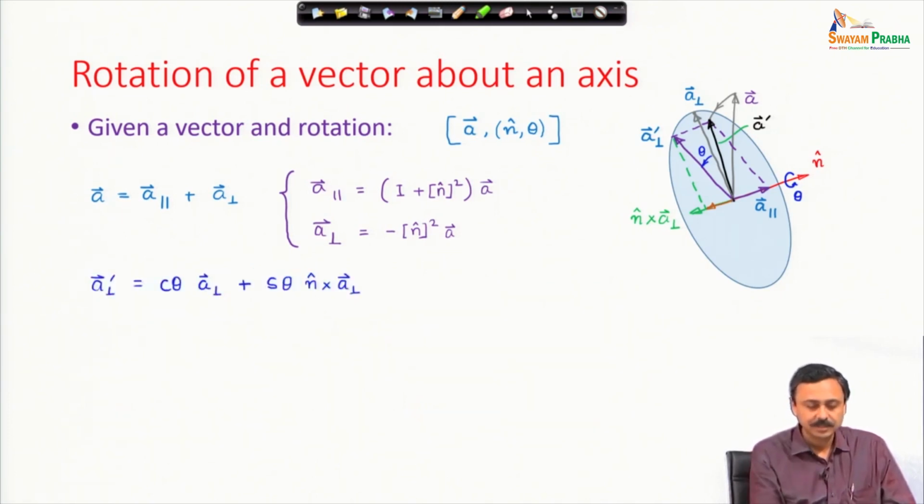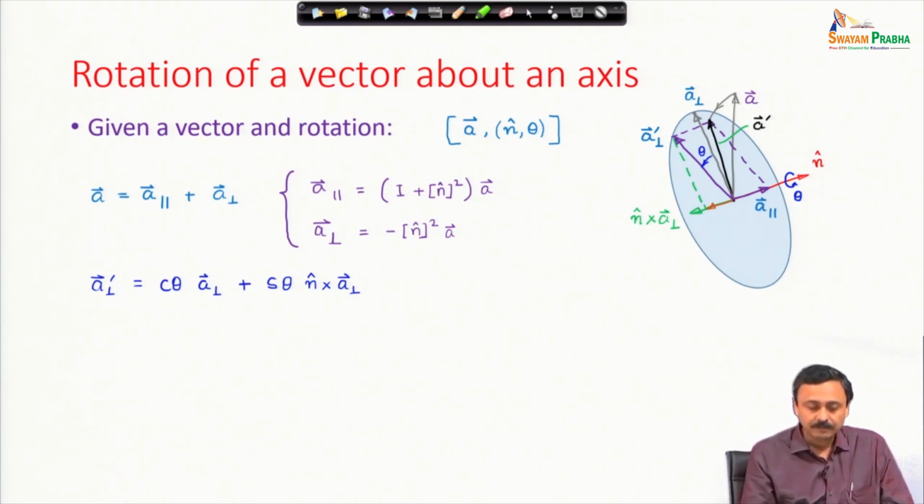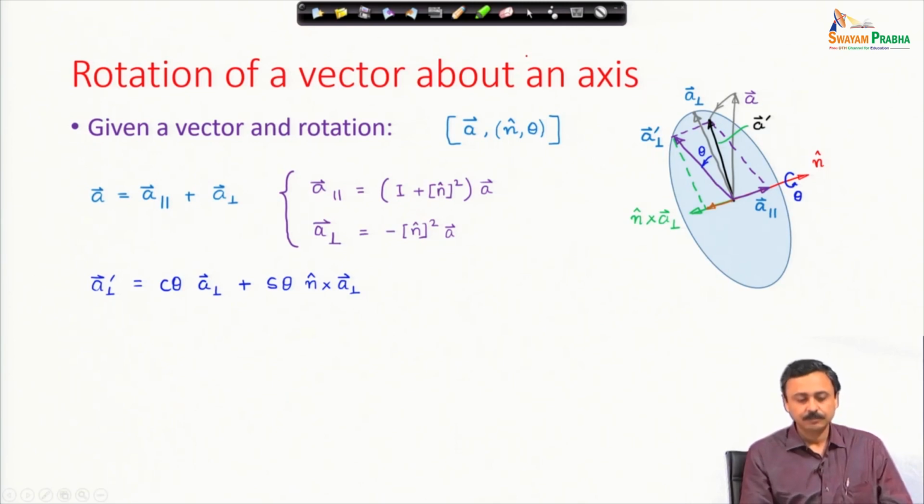Therefore, we have this simplified representation of a perpendicular prime. I have removed the intermediate steps and finally written out A perpendicular prime, and that is equals to cosine theta times A perpendicular vector plus sin theta times n cap cross A perpendicular. So far so good. Let us proceed.